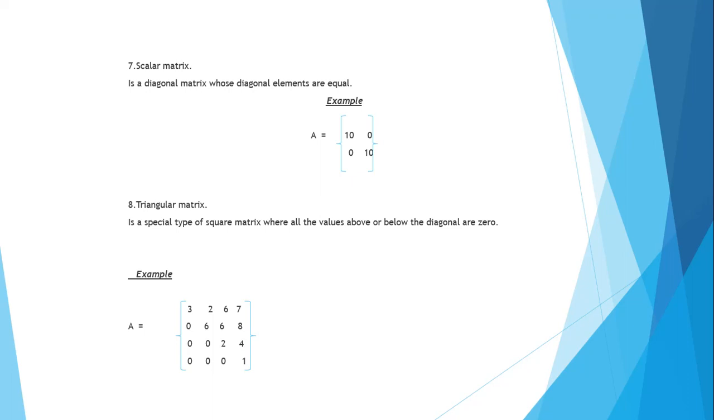The major diagonal, you can identify it: from the upper left we've got 3, and from the lower right we've got 1. So that is the major diagonal, and below it we've got zeros. That kind of triangular matrix is referred to as an upper triangular matrix. And what if the zeros were above the leading diagonal? You will then refer to that as a lower triangular matrix.